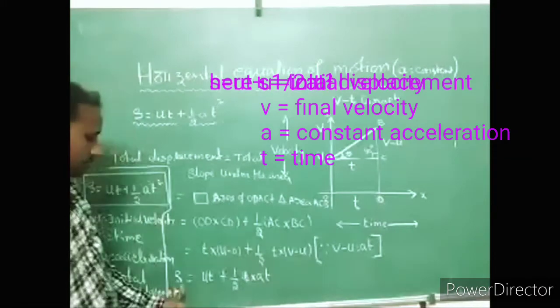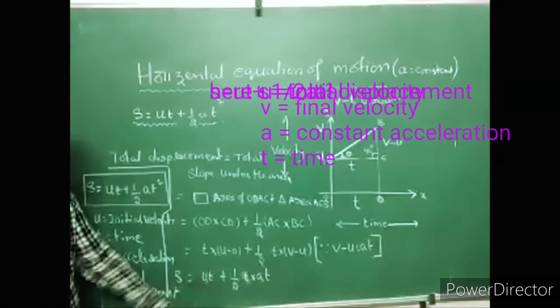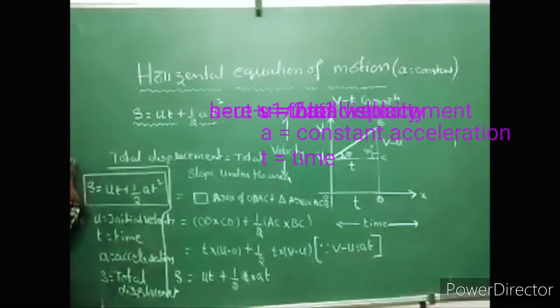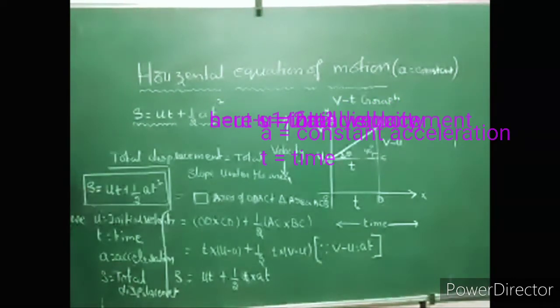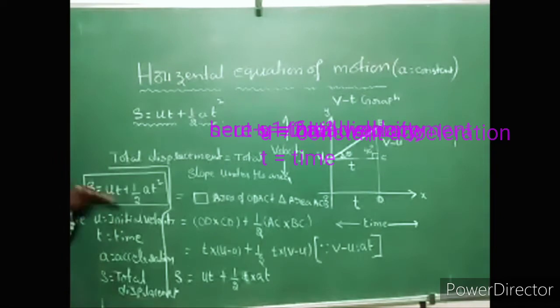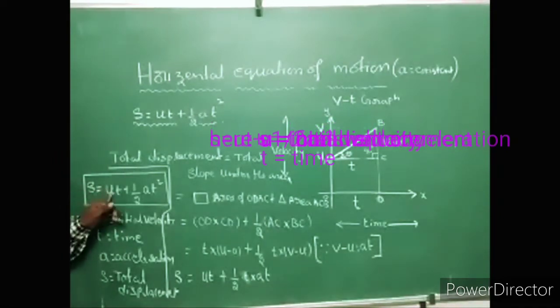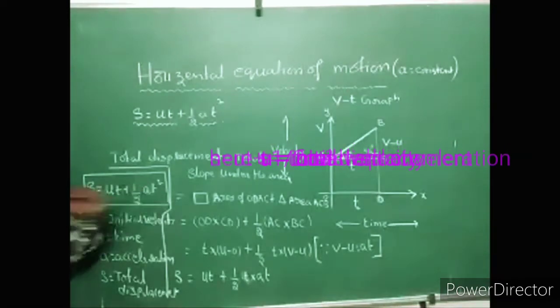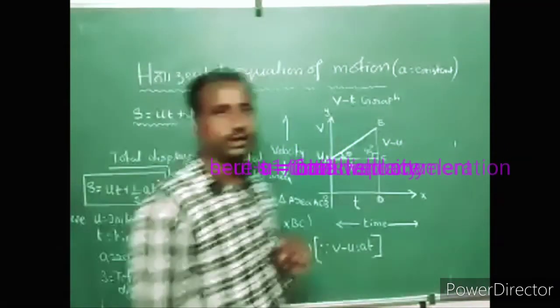Simplify, and we get the value S equal to UT plus half T into AT. Final equation: S equal to UT plus half AT square. Here S represents total displacement, U represents initial velocity, T represents time, and A represents constant acceleration.